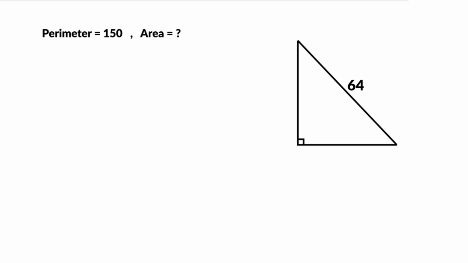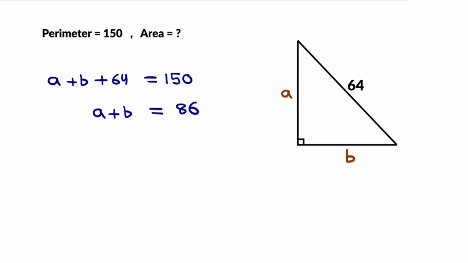Let's call the vertical side A and the horizontal side B. First, use the perimeter. A plus B plus 64 equals 150. Subtract 64 from both sides, and we get A plus B equals 86. That number is going to be extremely important.